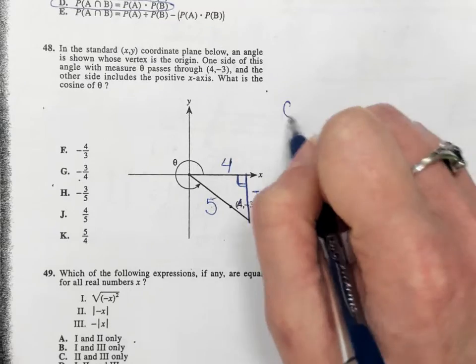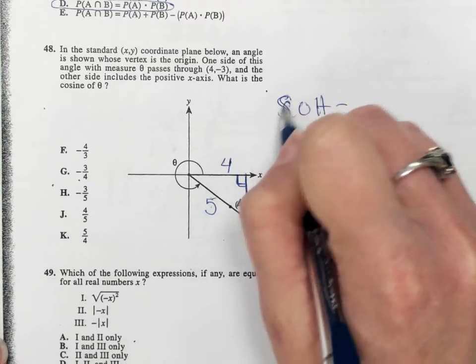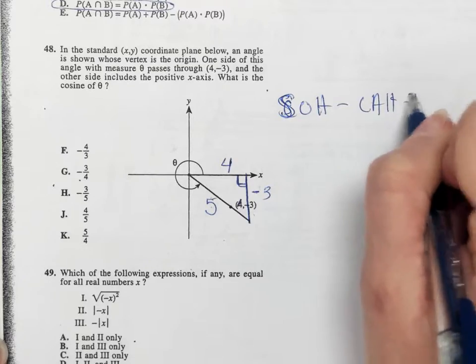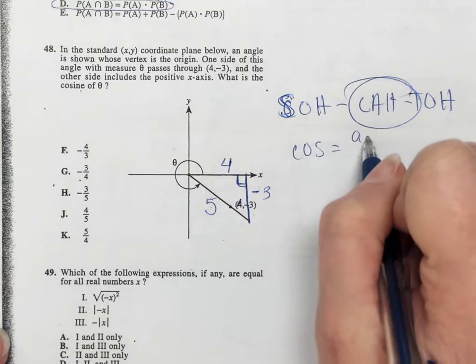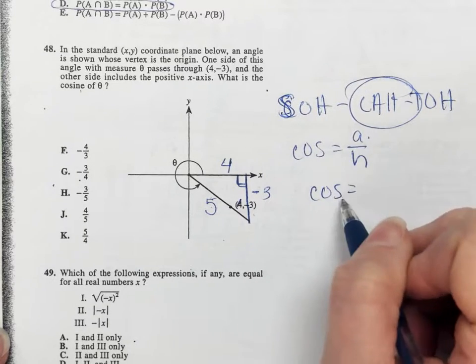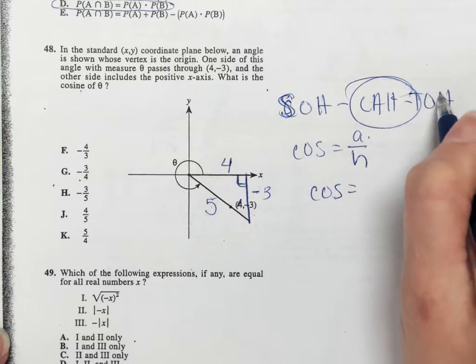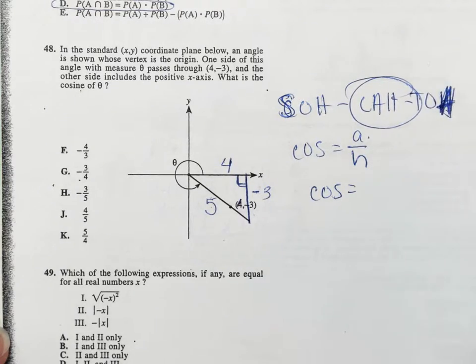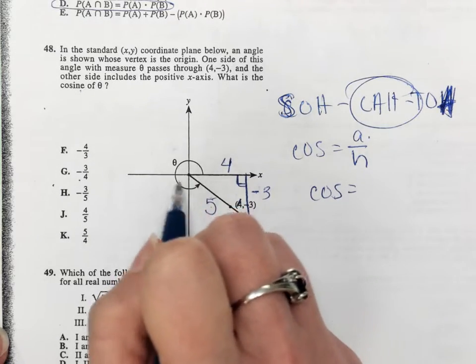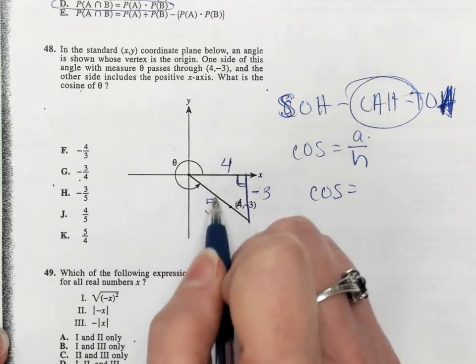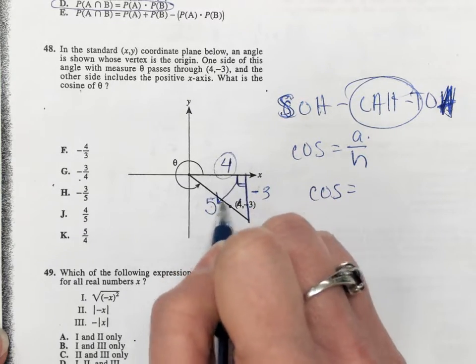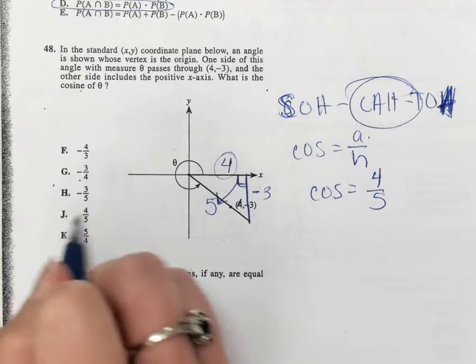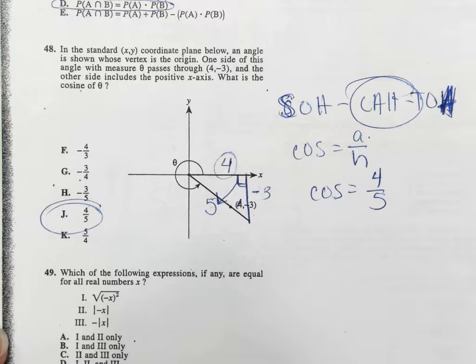All right, you remember SOHCAHTOA? So you want cosine, right? Cosine of theta. Cosine is adjacent over hypotenuse. I'm trying to go too fast. All right, so right here, from this angle, it wants the adjacent. Which one's adjacent, 4 or 5? The adjacent is 4 because 5 is the hypotenuse. There you go. So 4 over 5, which is J. Pretty easy problem, but a lot of you let it freak you out, okay?